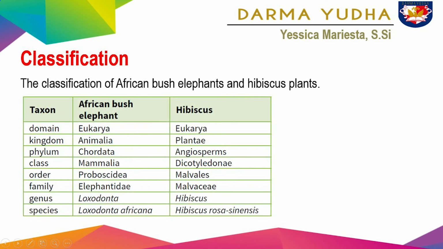In this slide, you can see the classification of African bush elephants and hibiscus plants. At the very bottom, it's the species. After that, you go to the genus. So the first name of the species is the genus. After that, you go to the family, order, class, phylum, kingdom, and the top is the domain.